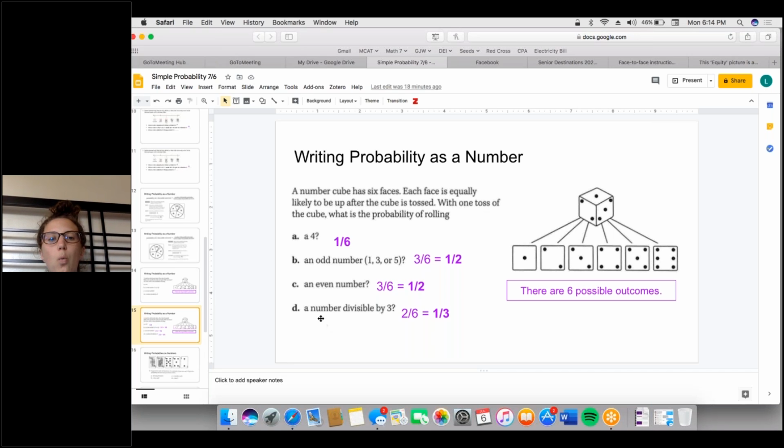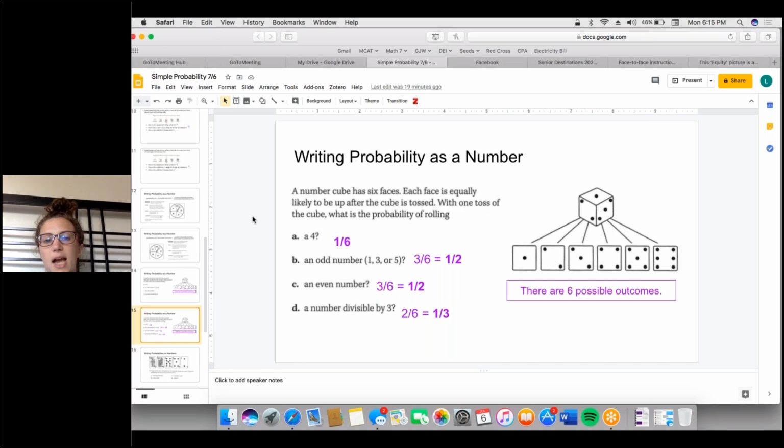And lastly, what is the probability of rolling a number divisible by 3? In this one, I went through each one of my options and asked myself which ones are divisible by 3. 3 is divisible by 3. 3 divided by 3 is 1. 6 is divisible by 3. 6 divided by 3 is 2. Those are my 2 options that are divisible by 3. So I have 2 favorable outcomes over 6 possible outcomes. 2 over 6 reduces to 1 over 3.